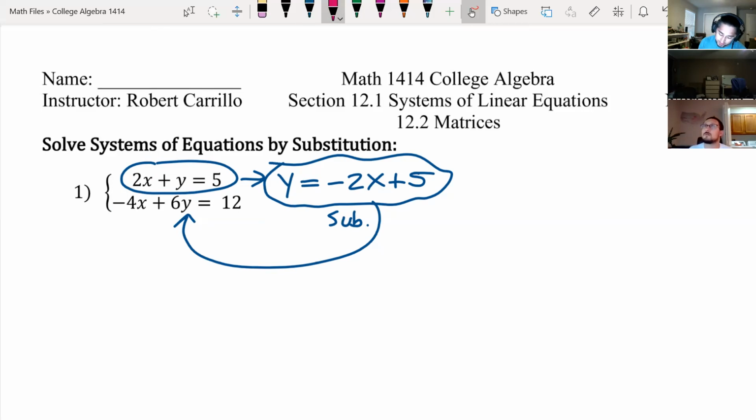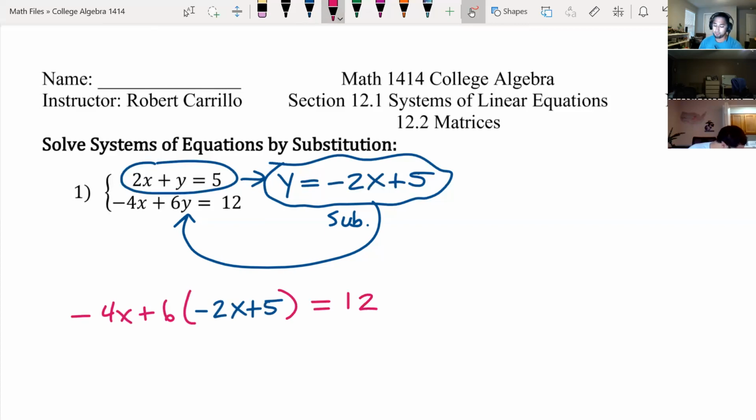So what we're going to have is that negative 4x plus 6 times my new y value of negative 2x plus 5 is equal to 12. Okay. And I guess we can make this a step. We'll say plug y into equation 2.